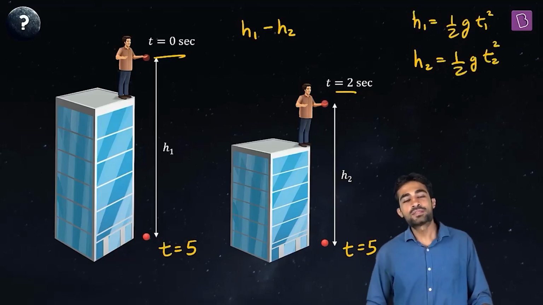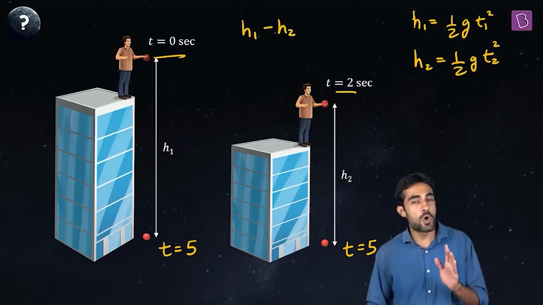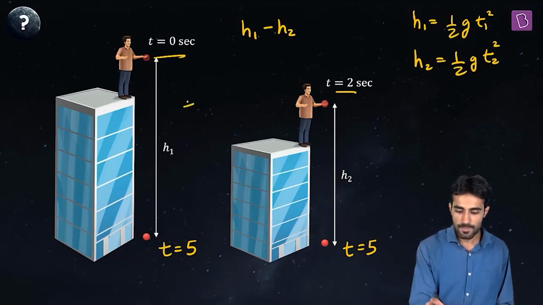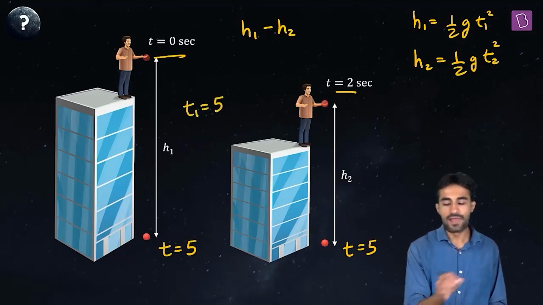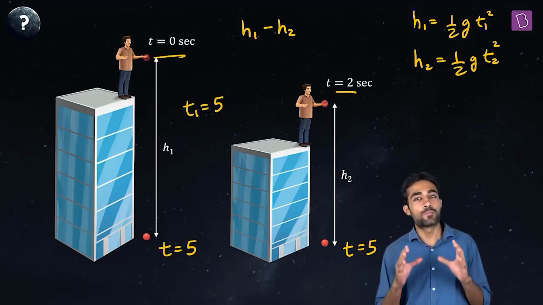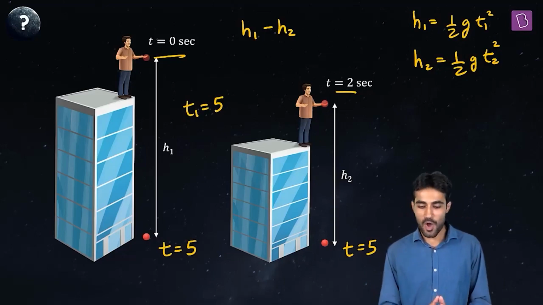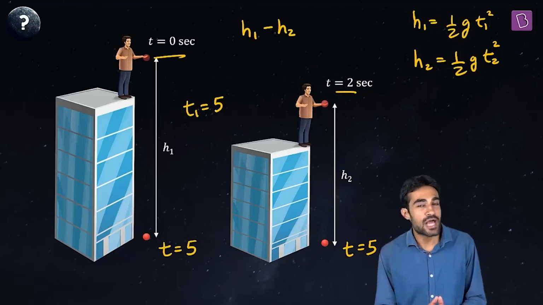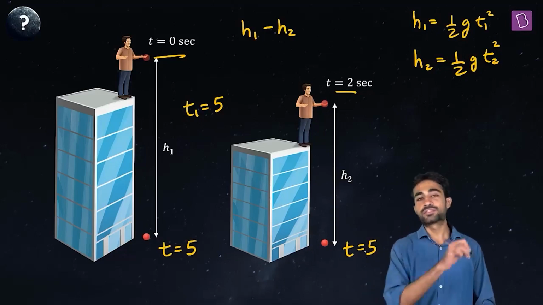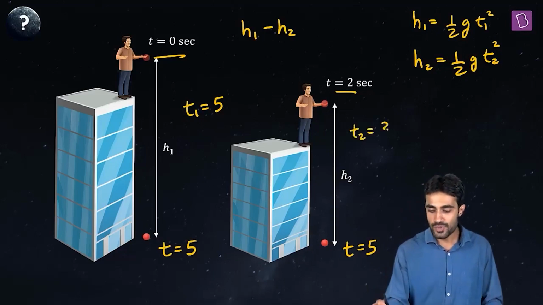Now tell me what is t1 and t2. T1 is the time for which the first ball was in air. And we can see 5 minus 0, t1 is equal to 5 seconds. And t2 is the time for which the second ball is in air. Can you tell me what is t2? Come on, tell me for how much time the second ball was in air. You will say it is 5 minus 2, that is 3 seconds. So t2 is equal to 3 seconds.